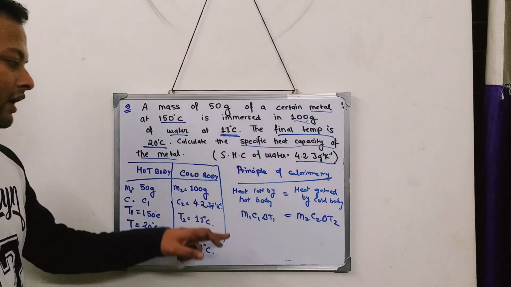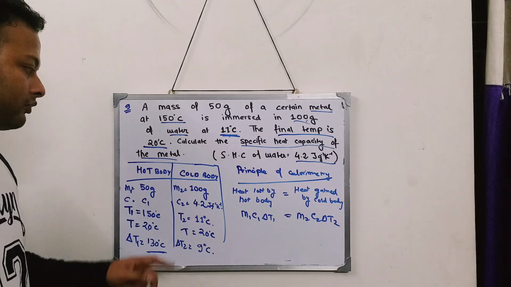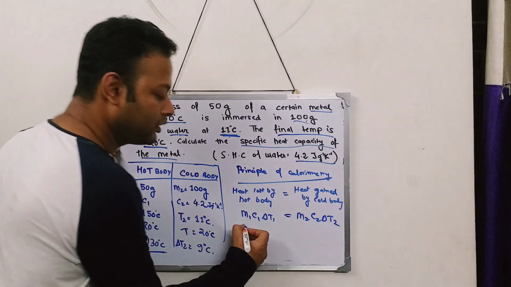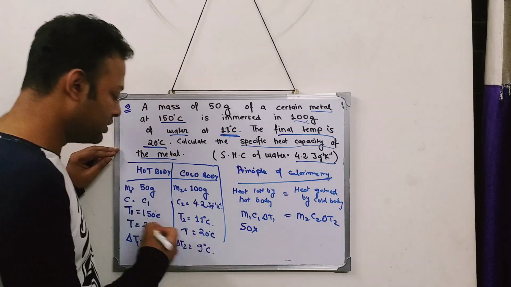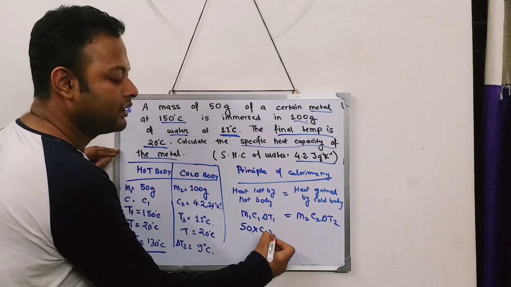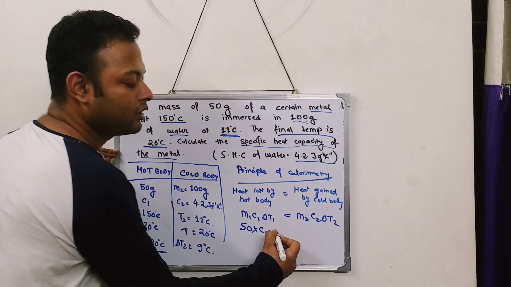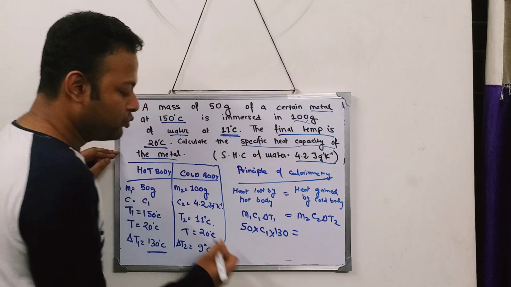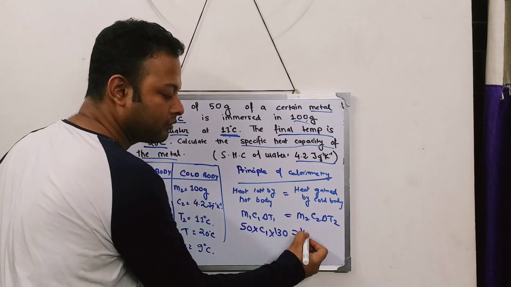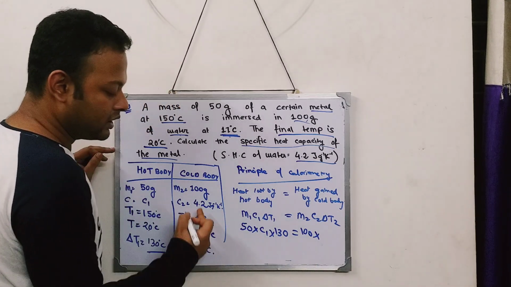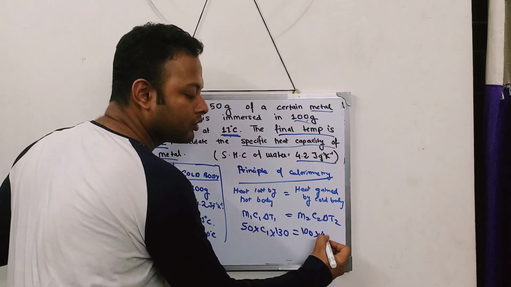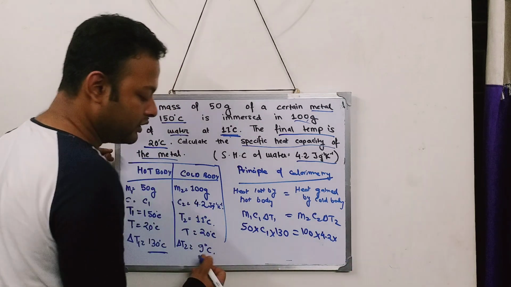Now we'll put the values in this formula. M1 is how much? 50. C is how much? I don't know. Let that be C1. And delta T1 is how much? 130. M2 is how much? 100 gram. C2 is given as how much? 4.2. And delta T2 is over here how much? 9.